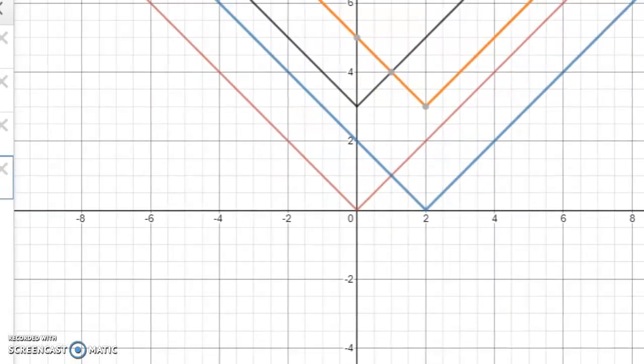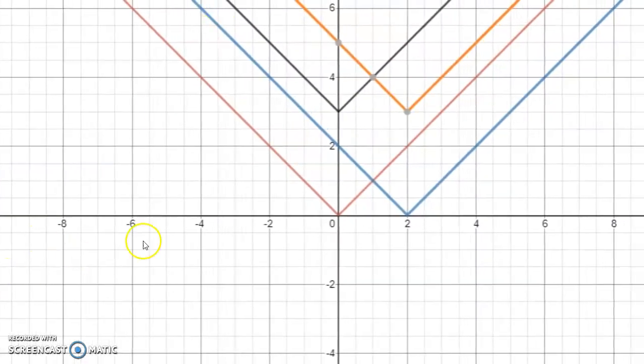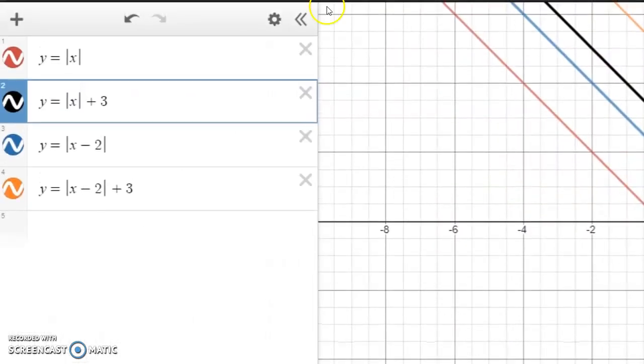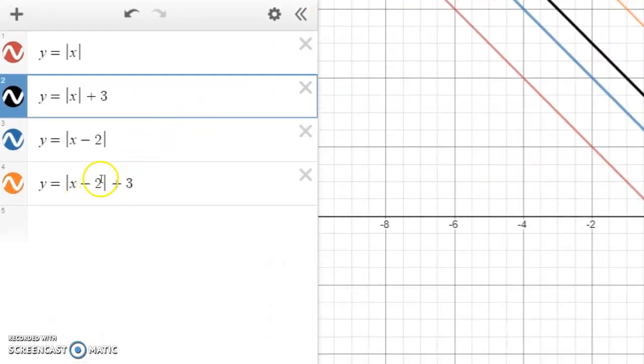Okay. So there's my absolute value of x minus 2, and then the absolute value of x plus 3. Then I've got absolute value of x minus 2 plus 3. So it moved right 2 and up 3, just like this would tell us right 2 and up 3. That's the basis for our parent functions.